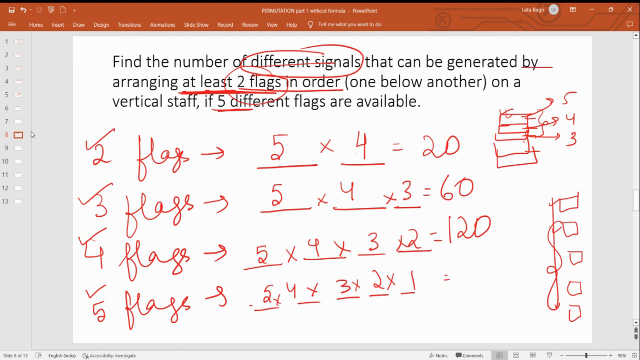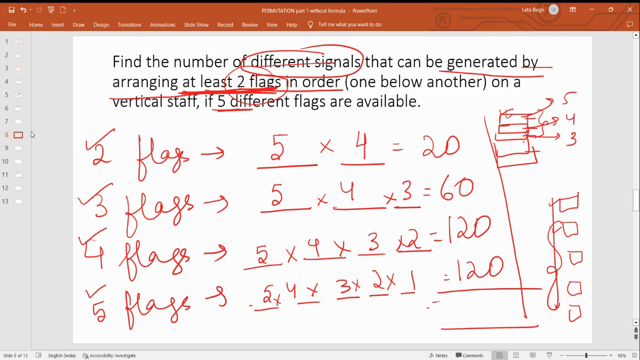3 into 2 into 1, that is again 120. So now, okay, see, all of this I'm going to add. Why add? Because it is written, how many signals can be generated by arranging at least two flags. So I can use either two flags or three flags. Okay, I can also use four flags or five flags.